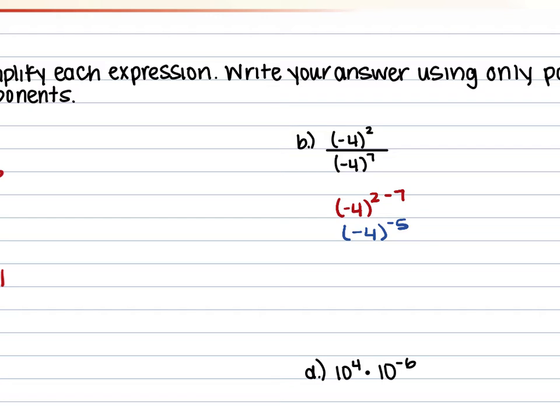We have to turn that negative 5 into a positive 5. So take the reciprocal. That's 1 over negative 4 to the power of 5. That negative 4 to the power of 5, you're doing the negative 1 to the power of 5, which is going to leave you with a negative. And then that 4 to the 5th power would be 1,024.